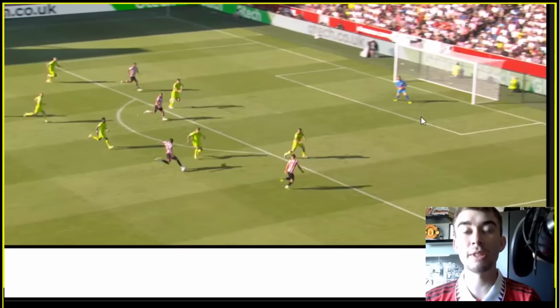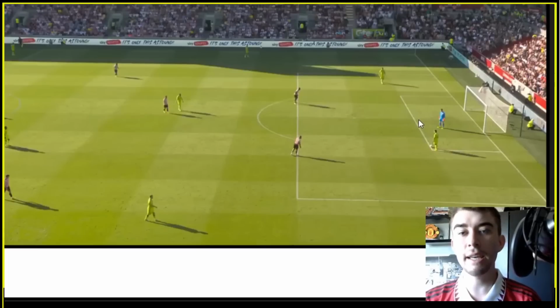But again, if we notice, Jensen was the one that started this move with the tackle on Ronaldo. And it's Jensen that's key again here. So once again, we can see the Brentford pressing shape. The strikers are matching up with the Manchester United centre-backs. Jensen is on Eriksen here. And the wing-backs are on the Manchester United full-backs.